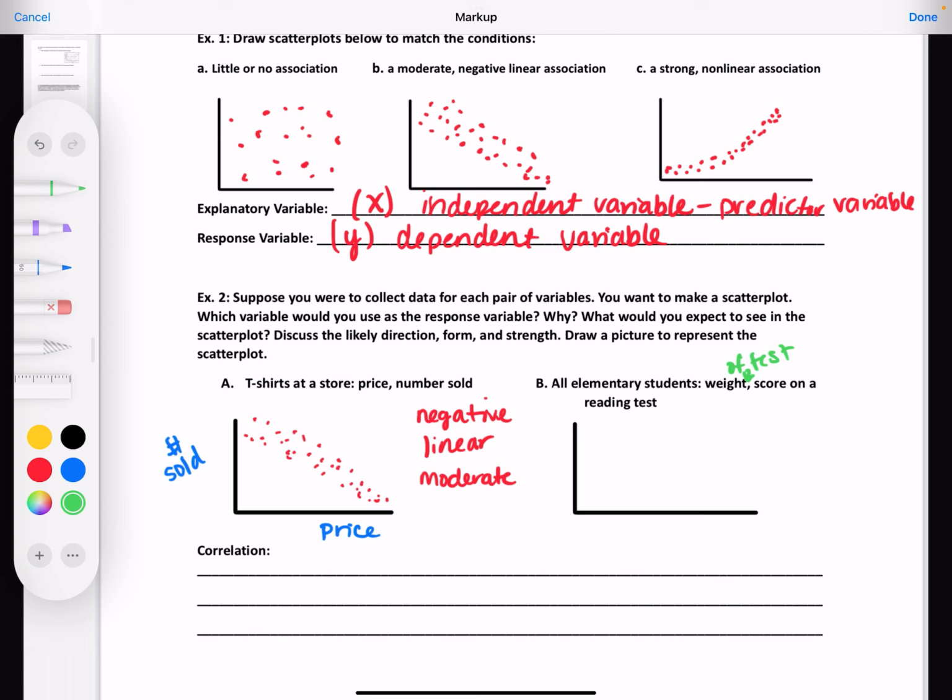Okay, so it's the weight of the test instead of the weight of the kid. So what's the independent and dependent? Okay, so the score is dependent on the weight of the test. So weight, and then score on the test.